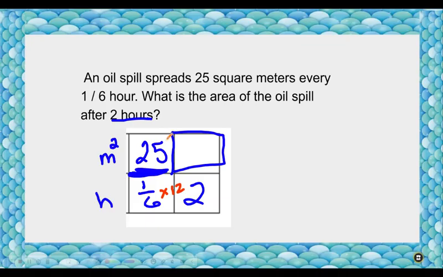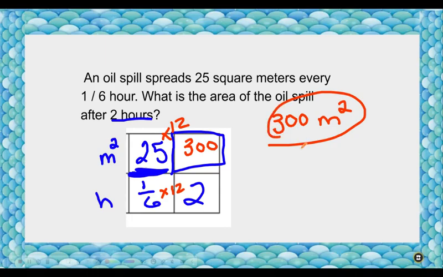So then we're going to do 25 times 12. You can do it on the side of your paper. So that would be 300. So the answer would be 300 meters squared will be spilled after 2 hours. Okay, that's what that means. Great job.